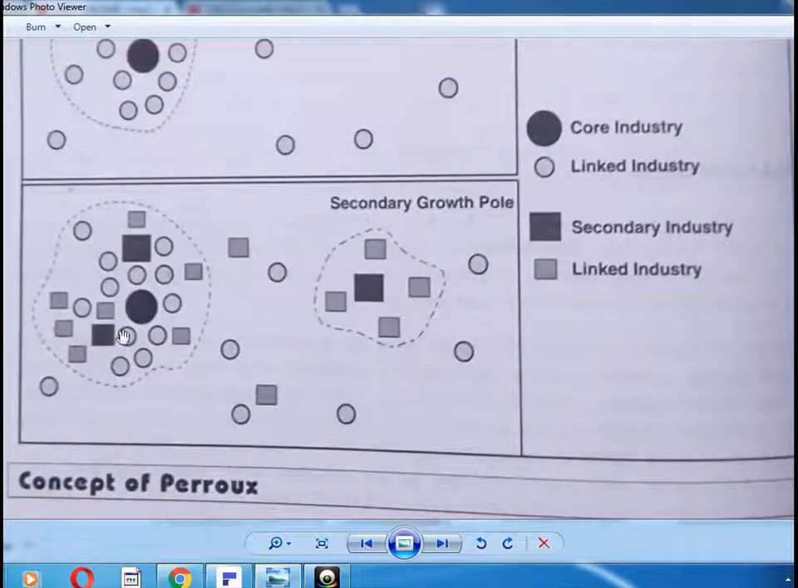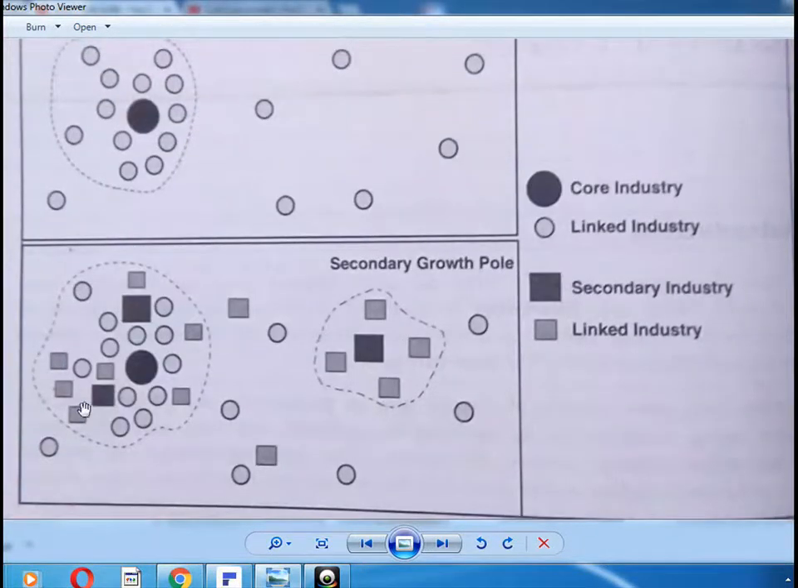Here are the four characteristics: core industry, linked industry, secondary industry, and linked industry. So all are happening, but here the secondary industry and linked industry are happening. Okay, so these are the important things. So thank you, friends.